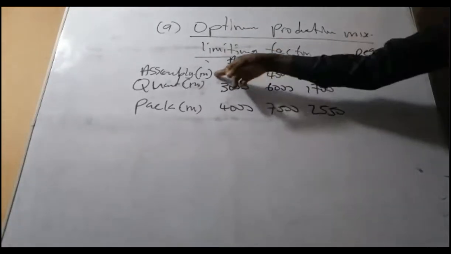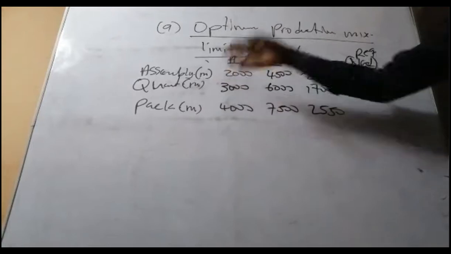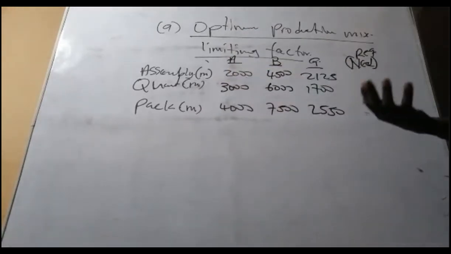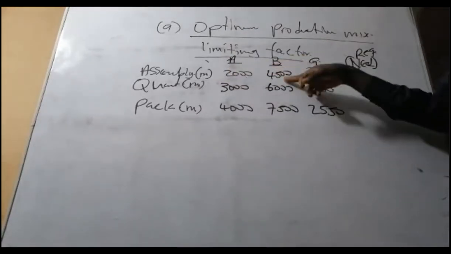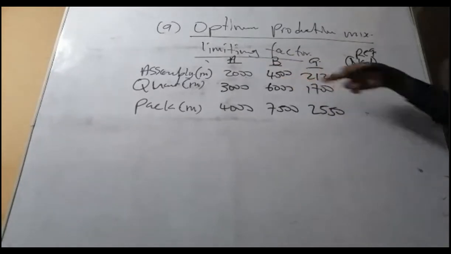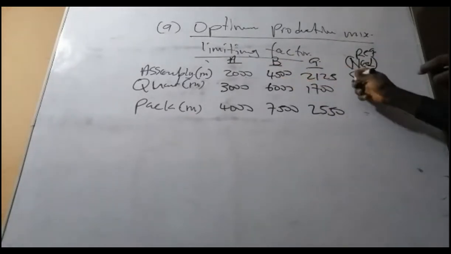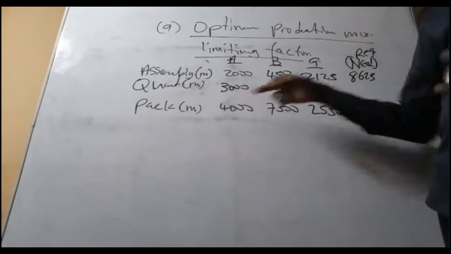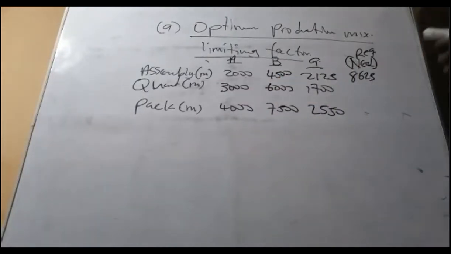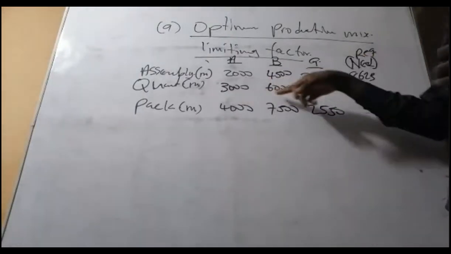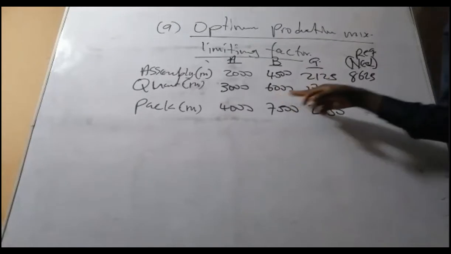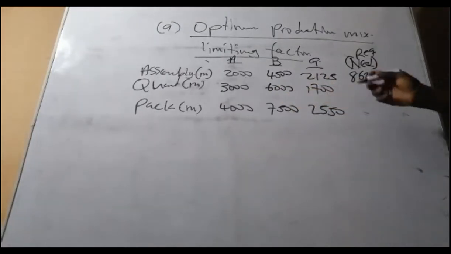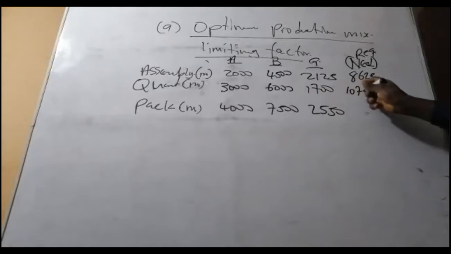And each of them, the time that you need at assembly department, putting all of them together will give you the total time that you need. So 2000 plus 4005, that's 6005, plus 2125 gives us 8625. So this is what you need. Then you come to quality control. 3000 plus 6000 making 9000 plus 1700 making 10700. Perfect.